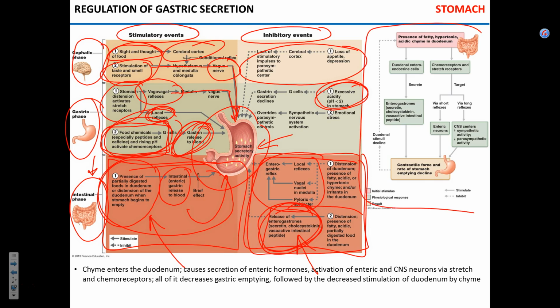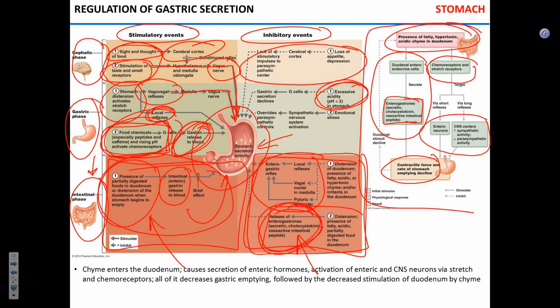Now this flow chart basically shows the same story in slightly different ways. So that's a long-term regulation by intestine. Chyme enters duodenum from the stomach. That stimulates the secretion of hormones from the intestine that inhibit gastric emptying, and the stretch stimulates the local reflexes that will inhibit gastric emptying as well. You have to remember though that intestinal phase has a short-term effect, which is stimulatory, and long-term, which is inhibitory. That makes sense here.